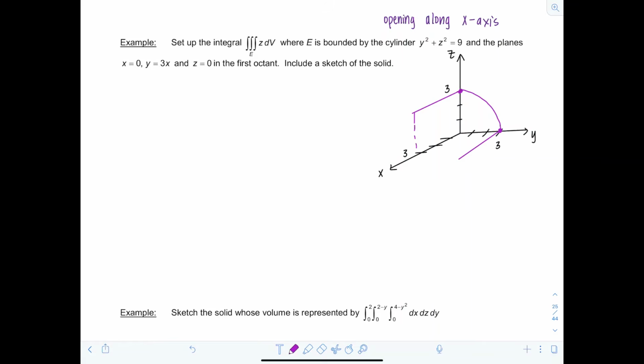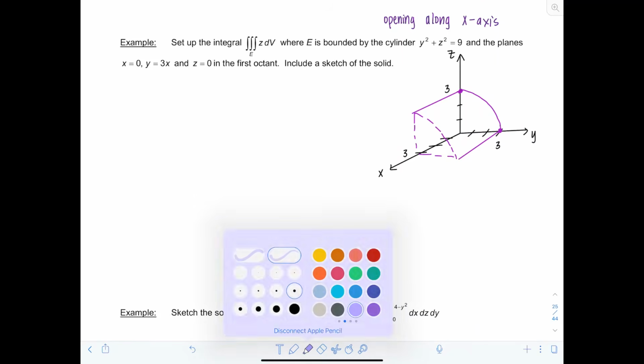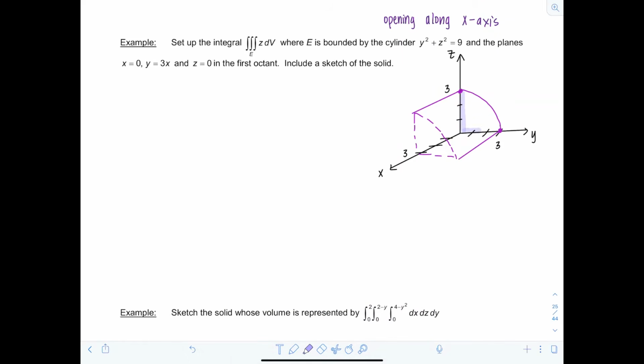Okay. Now other planes are coming in and cutting this thing. Let's see what's going on here. So x equals 0 is cutting it. Okay, that's fine. That's the YZ plane. So what does that mean for us? Well, that means this is one of the faces of our solid right here.